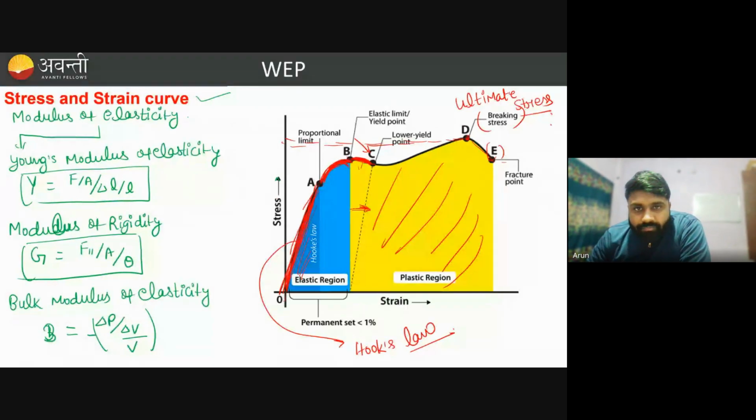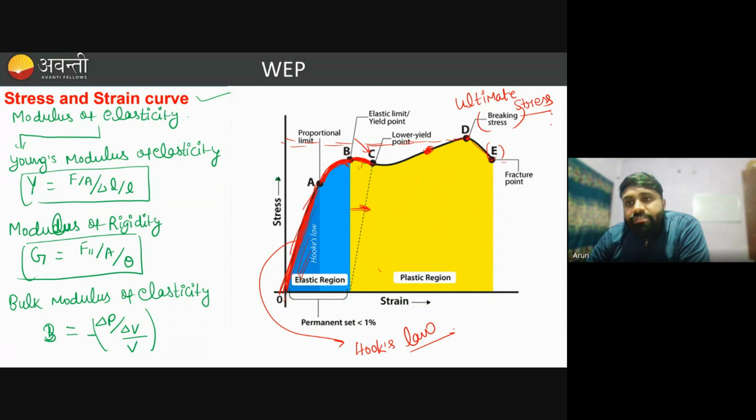Okay, so from point B to E, if you remove the stress at any particular point between B and D, there will be a permanent strain developed in the material, which means it cannot regain its original shape. Let's say a material is 10 centimeters long and you have applied a stress up to point D, then it will not return to 10 centimeters again; it will be like 12 centimeters or 10.2 centimeters. So there will be a permanent strain developed in the material.